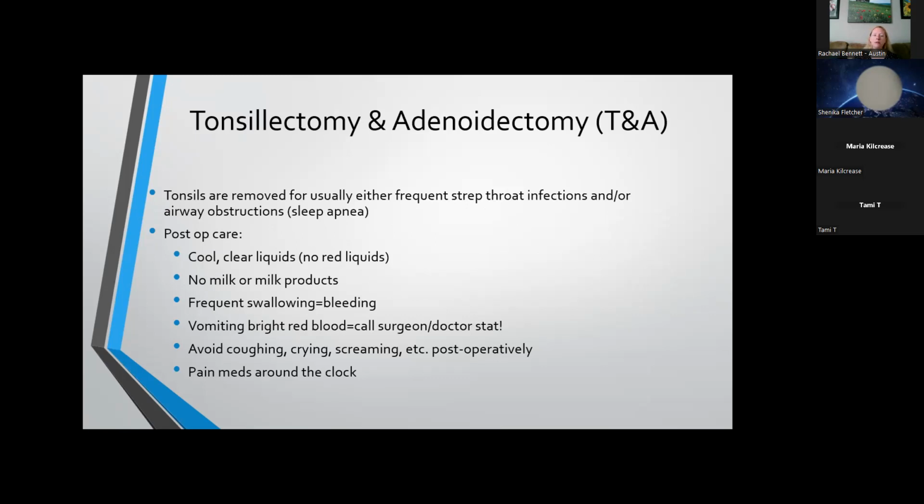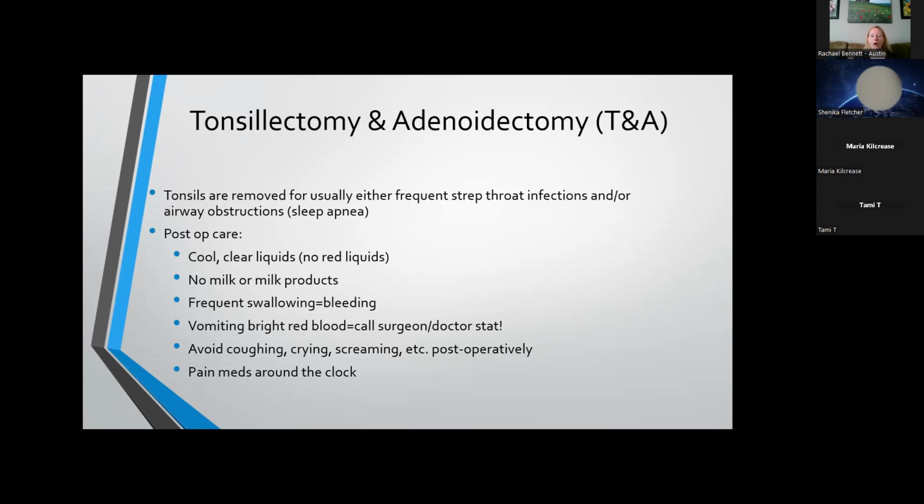Okay. Typically, when they take out the tonsils, they also take out the adenoids because they kind of work together as far as that obstruction or as far as that infection causing situation. And we call that procedure a T&A. Okay. So tonsillectomy and adenectomy. It's typically a pretty easy surgery. The biggest complication is going to be post-op hemorrhage.